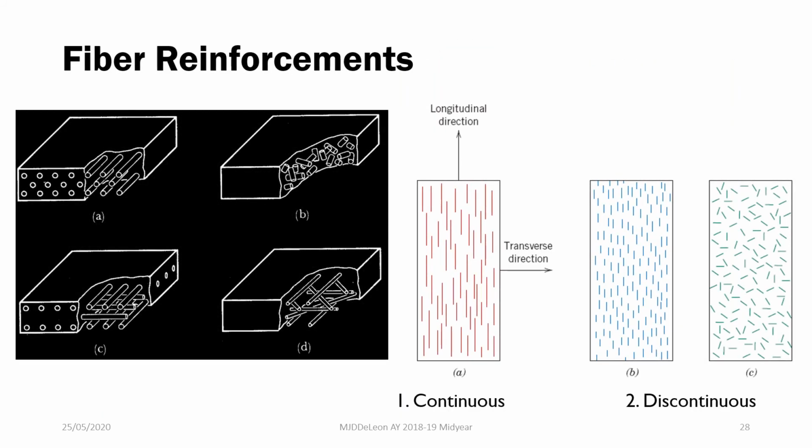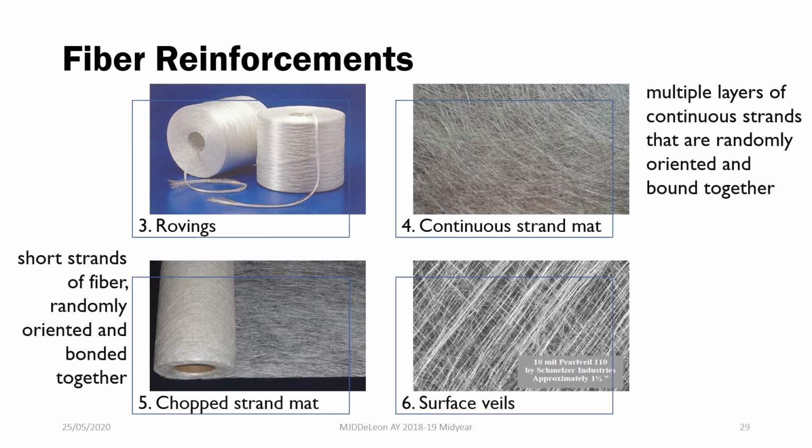So we have different fiber configurations for our fiber reinforcements. We have your continuous and discontinuous fibers. So pag continuous yung fibers mo, usually ito yung mga mahabang fibers embedded in a matrix. If discontinuous siya, yan yung mga short fibers natin. It can be aligned or not aligned. So we have your fiber rovings, your strand mats, your chopped strand mats, and surface veils, and other different configurations for our fibers.